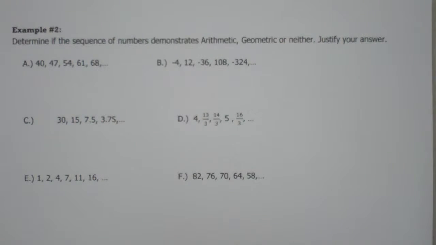In example 2, we're going to determine if the sequence of numbers is arithmetic, geometric, or neither. So if it's arithmetic, we're going to be adding the same thing each time, and you could be adding a negative. And for geometric, we're going to be multiplying by the same thing. You could be multiplying by a number less than 1, like 1/2 or 1/3.